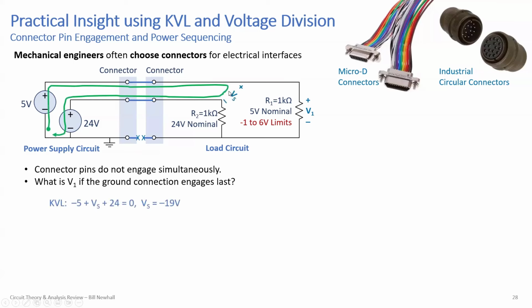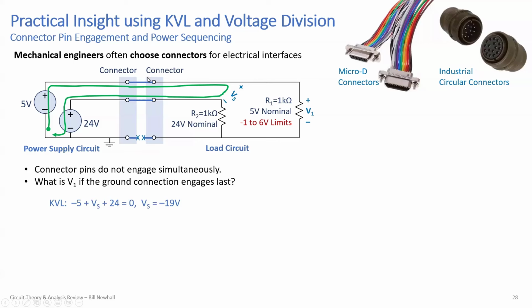So what we can do is let's figure out what this, I'll call it VS value here is. It's the voltage between these two top nodes here. We can figure VS out using Kirchhoff's voltage law. -5 plus VS plus 24 equals 0. I get VS is minus 19 volts.